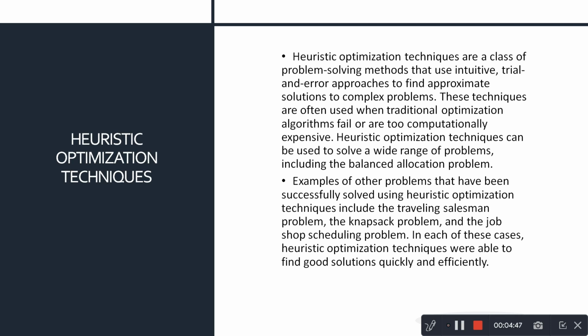As an example, problems that have been successfully solved using heuristic optimization technique include the traveling salesman problem, the knapsack problem, and the job shop scheduling problem. In each of these cases, heuristic optimization technique were able to find good solution quickly and effectively.